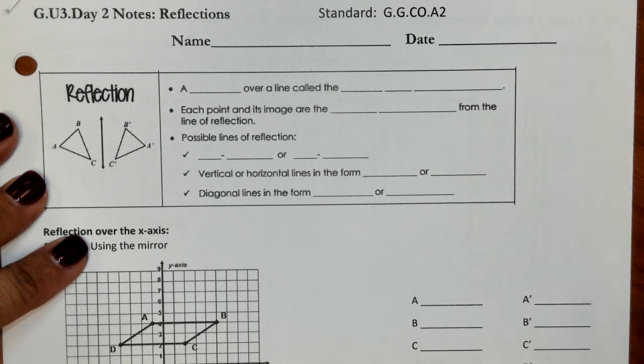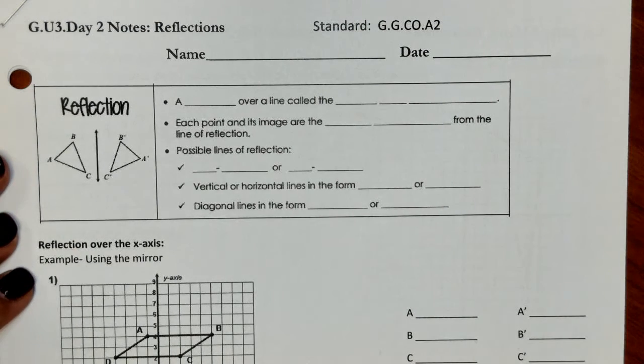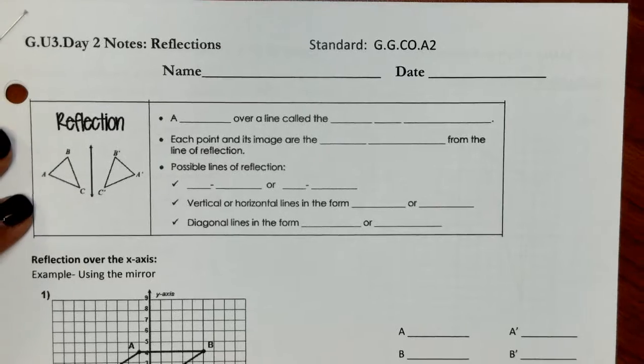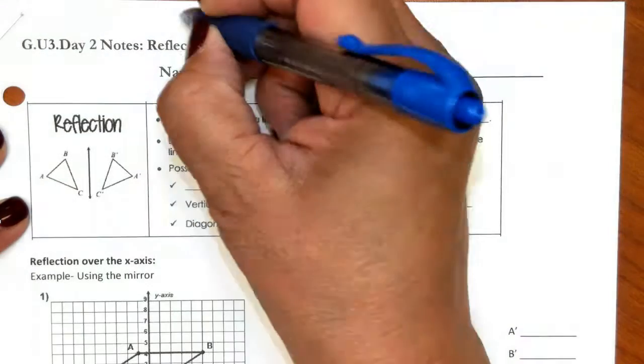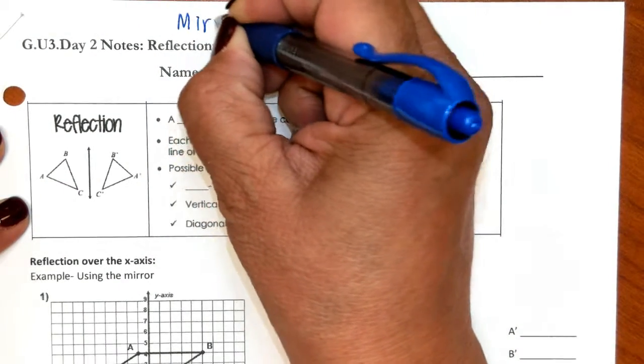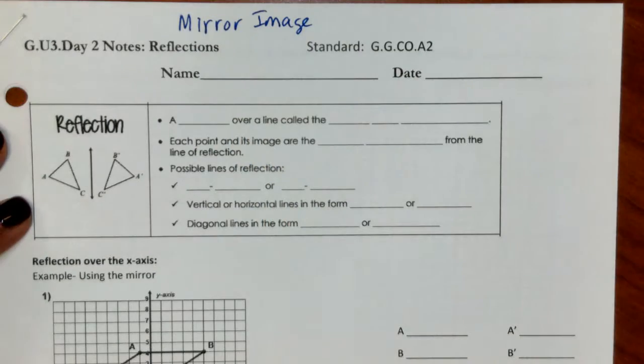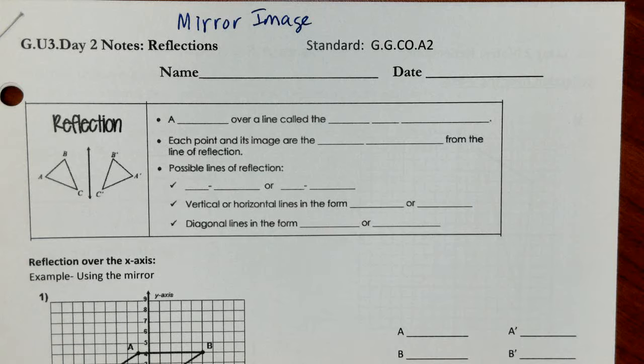Hi, I'm going to go ahead and record our class for today, reflections. So this is day 2, we're called reflections. Another word for reflections is mirror image. When you take a look in the mirror, there's a reflection going on, and we can actually plot you and plot your mirror reflection.